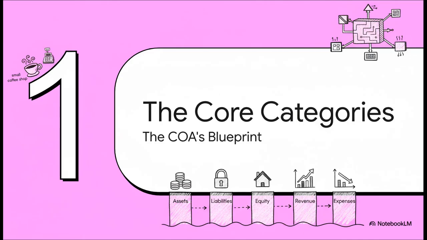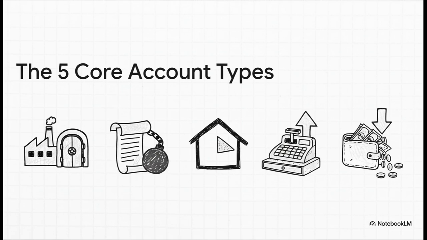So let's actually peel back the layers and see how this blueprint is designed. Because every single chart of accounts, I don't care if it's for a local coffee shop or a massive multinational corporation like Apple, is built upon 5 fundamental pillars of accounting. And here they are. These 5 categories, they represent the entire financial universe of a company. Let's break them down real quick.